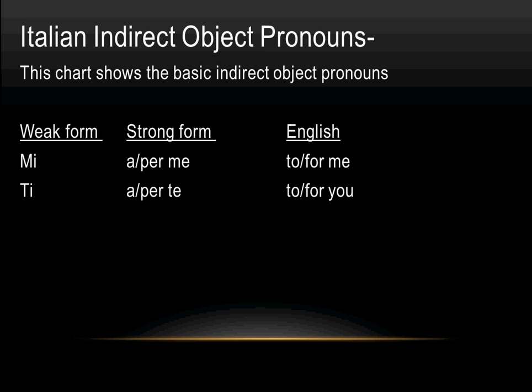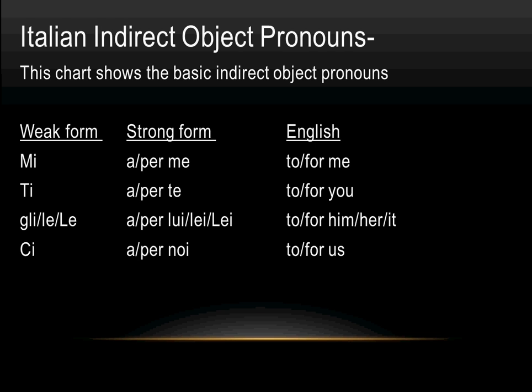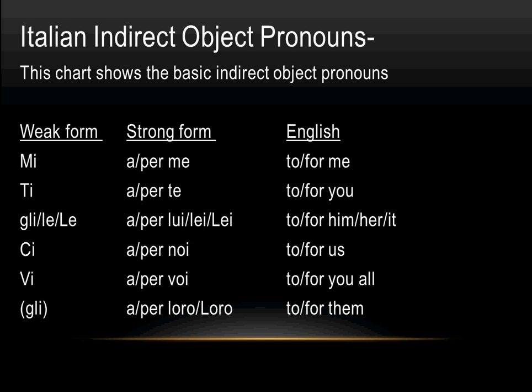Ti, a or per te, is to or for you. Gli, le, or le, a or per lui, lei, or lei, and that's to or for him, her, or it. Ci, a or per noi, is to or for us. Vi, a or per voi, is to or for you all. And gli is a or per loro, to or for them.